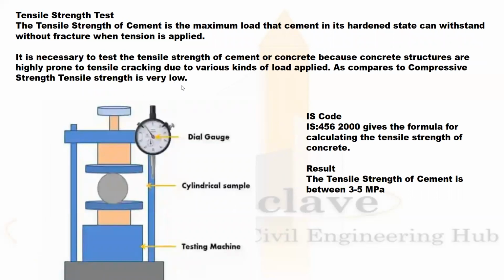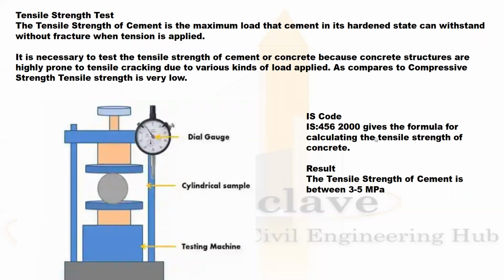The tensile strength of the cement is the maximum load that cement, once hardened, can withstand without a fracture when tension is applied. The equipment used is the CTM machine. It is necessary to check the tensile strength of cement in concreting because concrete structures are highly prone to tension due to the various kinds of load applied.